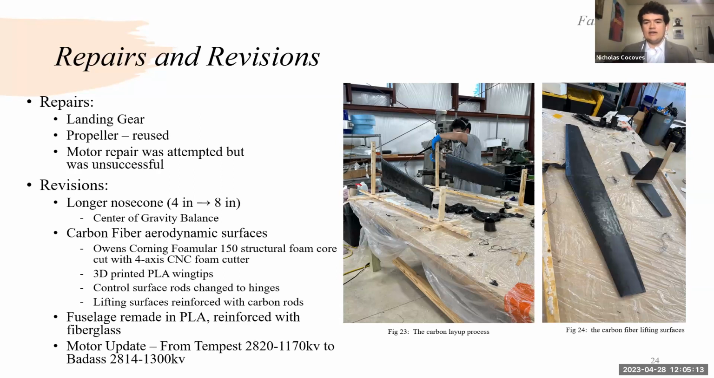These lifting surfaces were then reinforced with carbon rods, 1/2-inch rod for the main wing and 1/4-inch for the tail pieces. Then our fuselage was reprinted in regular PLA, because those were the only pieces of the fuselage to survive the first crash. And that was wrapped with a single layer of fiberglass to reinforce it and better bond together the sections. Then our motor was updated, as our last one was no longer usable. Next slide.